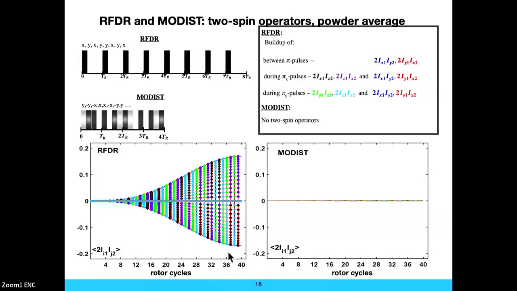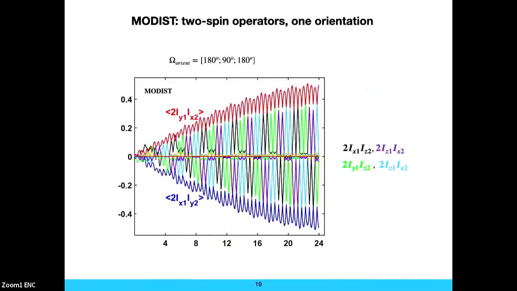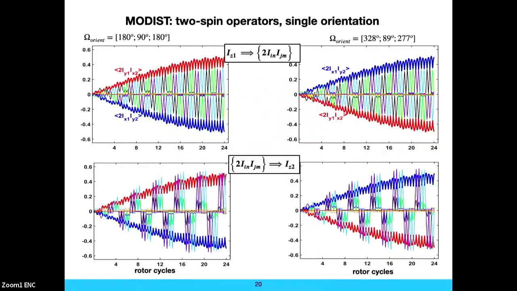But for the MODIS sequence that we've developed, this is all zeros. So what could be the explanation for that? Well, we thought maybe different crystallites are working differently, and this turns out to be the case. If we take just a specific orientation of the system, then we do see buildup of these 2 spin operators. Meanwhile, if we take a different orientation, then they have the opposite sign.